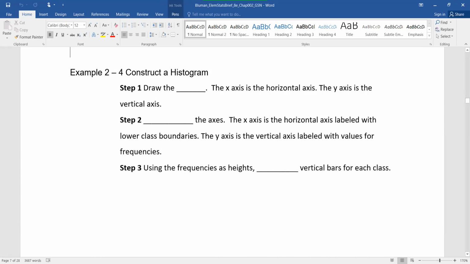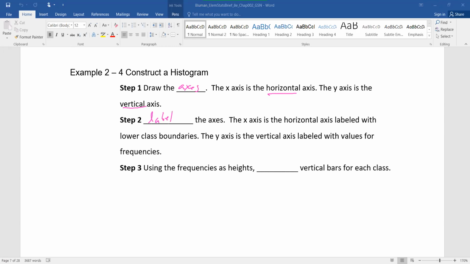All right, so construct a histogram. We're going to draw the axes first. So your x-axis and your y-axis. The x-axis obviously is the horizontal axis, just like in a coordinate plane. The y-axis is the vertical axis. Again, just like a coordinate plane. But then we're going to label.